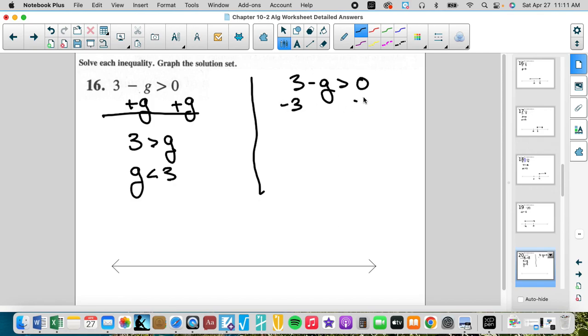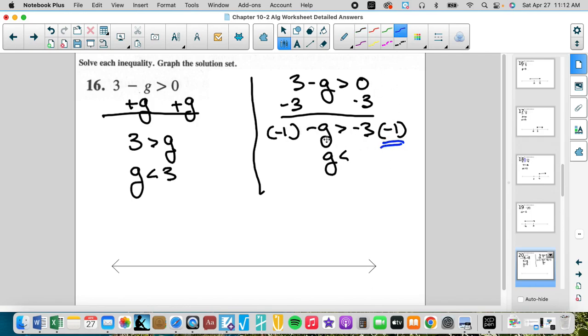We can get rid of the 3. You have negative G is greater than -3. And now I need to change my variable. It's being multiplied by -1. The inverse of multiplying by -1 is multiplying by -1. But I have to flip the inequality sign because I multiplied both sides by a negative. So I have to flip the inequality, and we get G is less than 3. Which step is easier? This step's easier. 0, 3, open circle, less than.